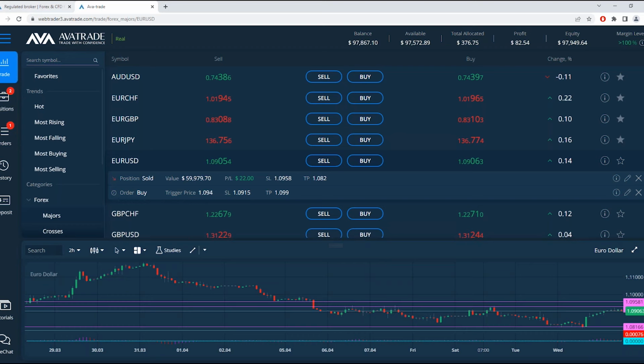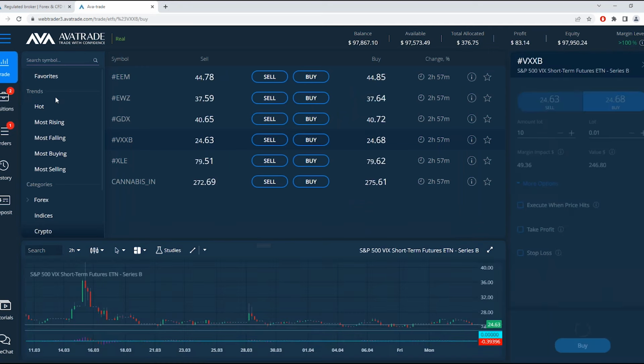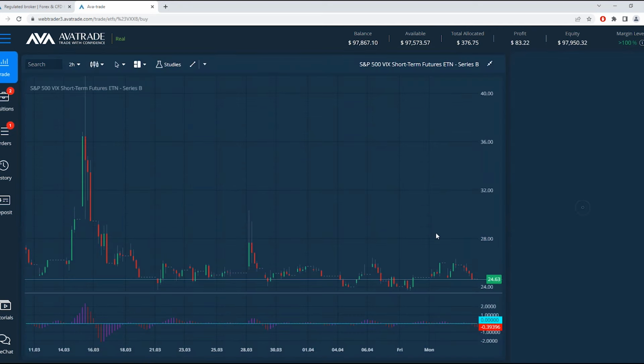You can find it in lots of places. We do have it on our platform. Here, I'll show you. VIX, S&P short-term futures, VXXB. That's the VIX volatility index. And so here it is. I don't think it's running yet today.